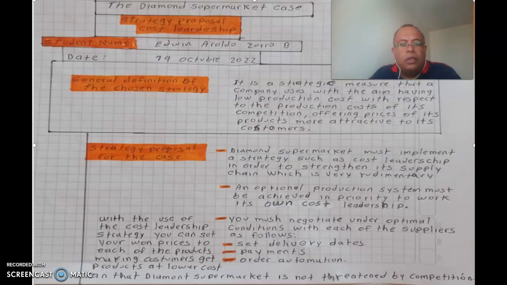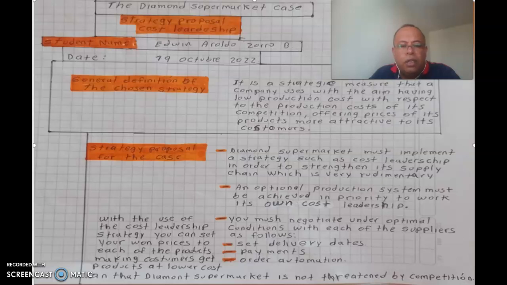Good morning. The Diamond Supermaker Case. Strategy Proposal Case: Leadership. Student name: Edwin Aroldo Fox. Date: Tuesday, October 2022.